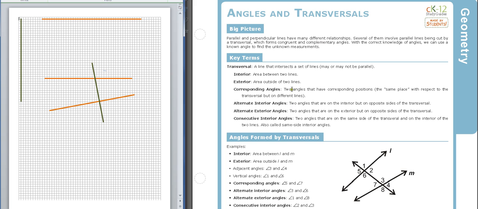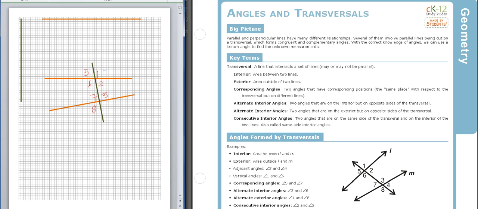Now, corresponding angles are two angles that have corresponding positions. So let's take a look at this picture first. It says the corresponding angles 5 and 7. Over here on this picture, I've got corresponding angles 5, notice it's on the upper exterior, and 7. They're in the same position. We've got 1 and 3 are corresponding angles. We can also say 6 and 8 are corresponding angles, and 2 and 4 are corresponding angles.